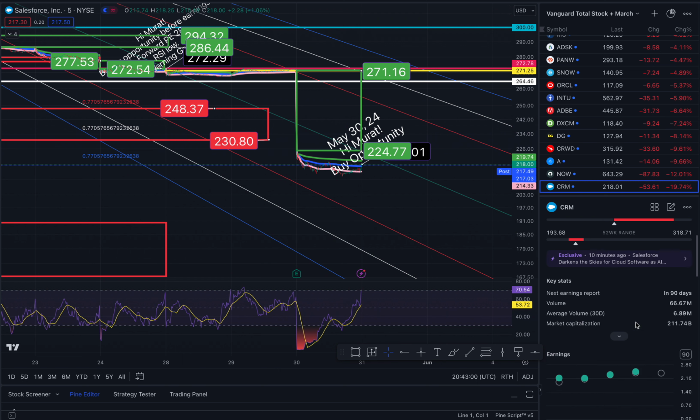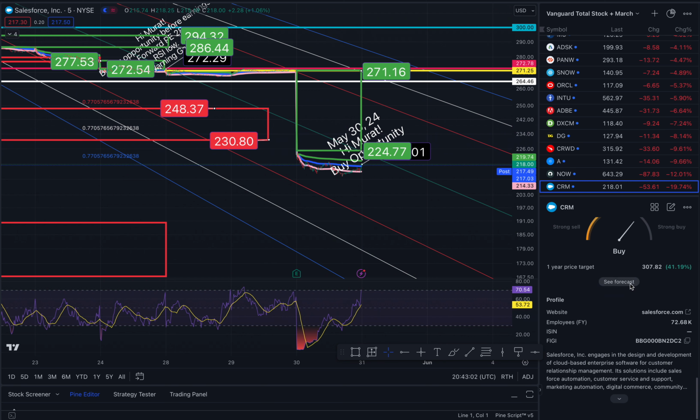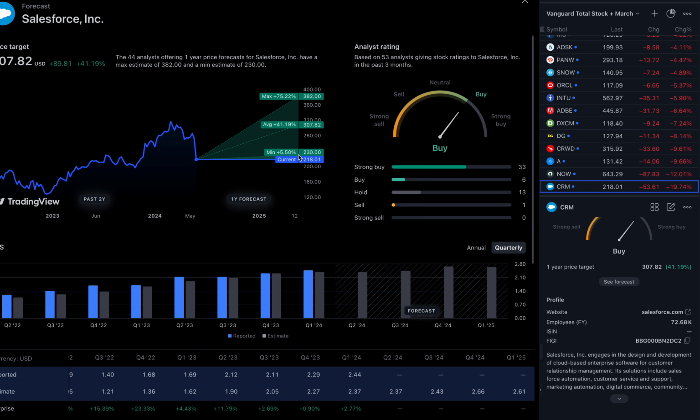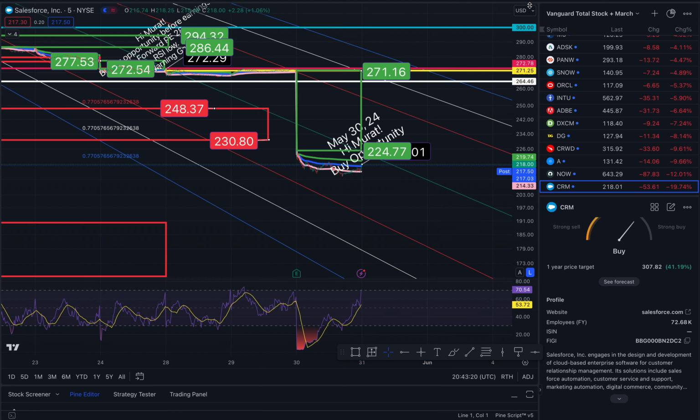Oh, and by the way, just a second. Let me go back to this area. The forecast is now 307.82, but if you can stomach it, the next target after that is still $382, which represents a 75% return from where we are.